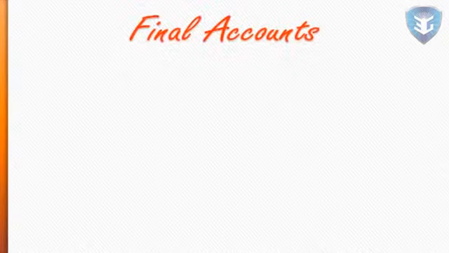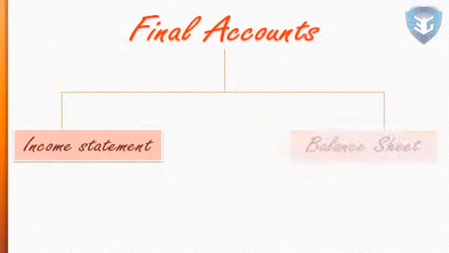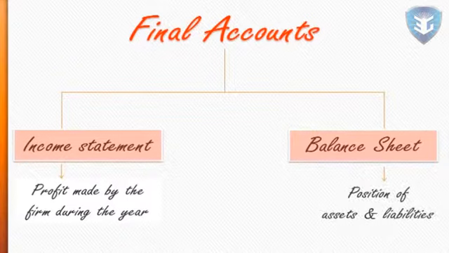So, final accounts will be having two parts. Number one, income statement. Number two, balance sheet. Income statement will tell us about the amount of profit made by the company during the year, and balance sheet will tell us about the position of assets and liabilities. You have already learnt about the balance sheet in our previous segments.